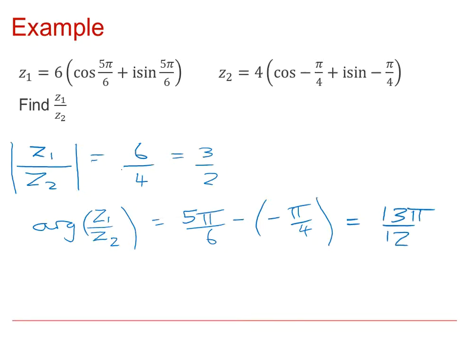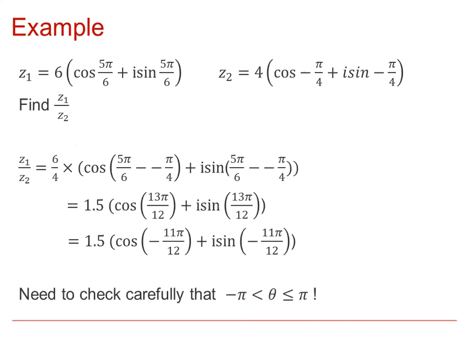We have to check that the principal argument lies between minus pi and plus pi. Therefore, we would rewrite this as minus 11 pi by 12. We could, of course, check that minus 11 pi by 12 is the same as 13 pi by 12 using a diagram if we needed to.